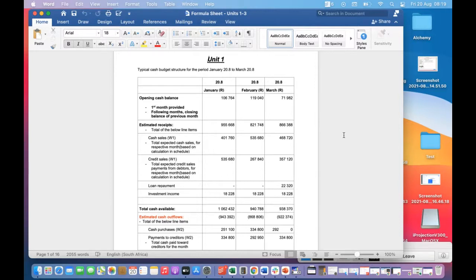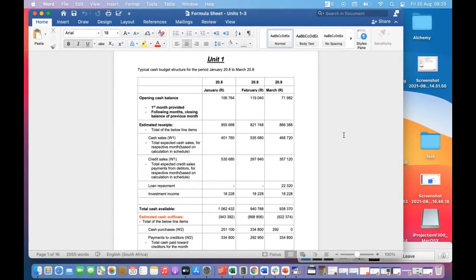So in unit 1, we know we're covering budgets. So here we're looking at the budget structure. And then we have opening balances, the closing balance for last month. Then when it comes to your receipts, estimating the money you're going to receive in that month, we know that it's split between 2 things. You have the cash sales, or any cash that is being received in the business. Then you have your credit sales.